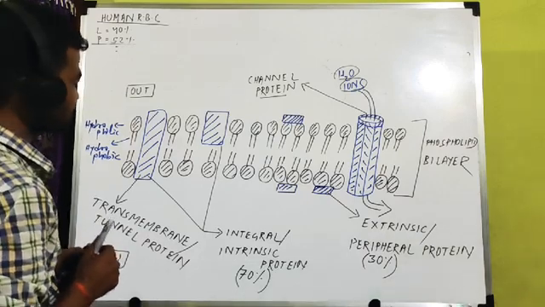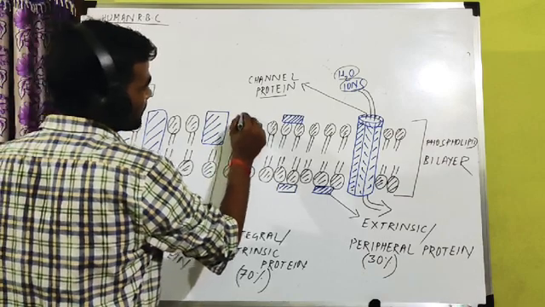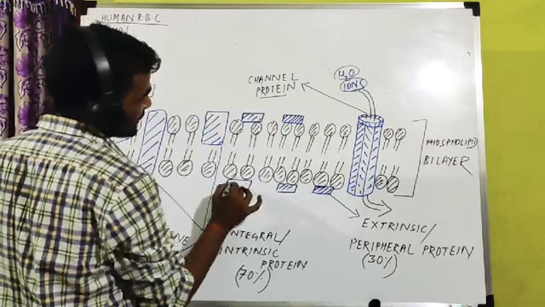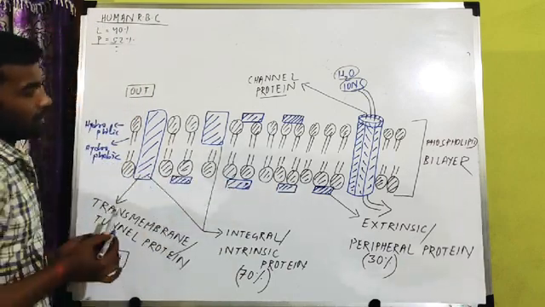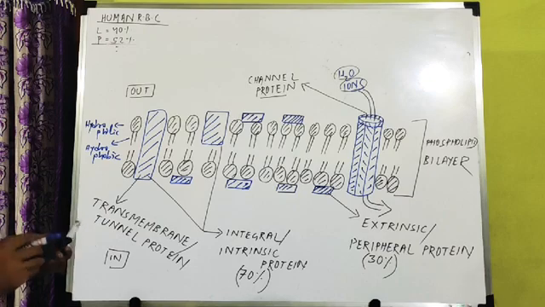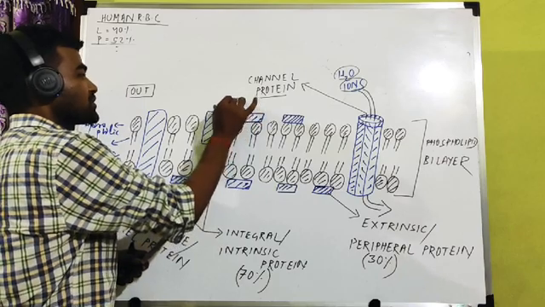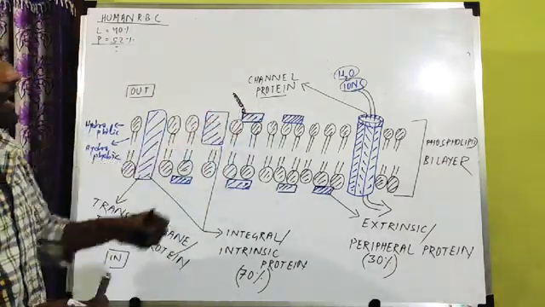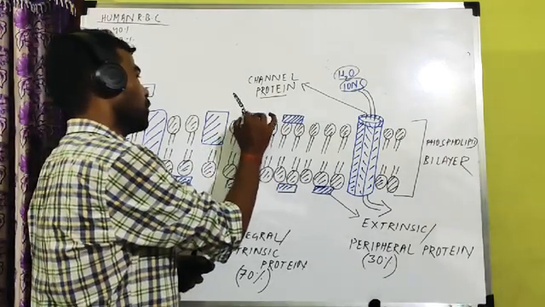So what happens on the extrinsic protein? The proteins which are present on the surface are called extrinsic, or peripheral, proteins. With extrinsic or peripheral protein, some oligosaccharides are attached, as shown. The attachment bond is covalent; there is a covalent linkage.